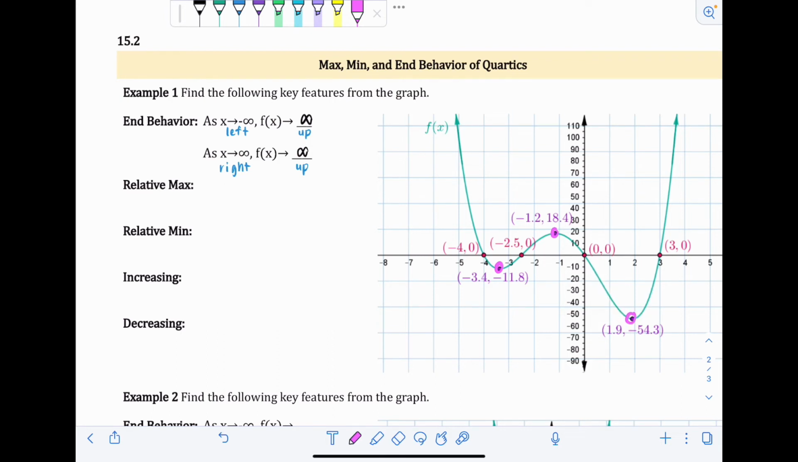So every little peak or low point is a relative max or relative min. The relative max is the peak, the top of a little hill. So that would be my negative 1.2 and 18.4. The max is referring to the height of the point, what is the maximum height there. So we just care about the y coordinate for the relative max. So just the 18.4 would be my relative max.